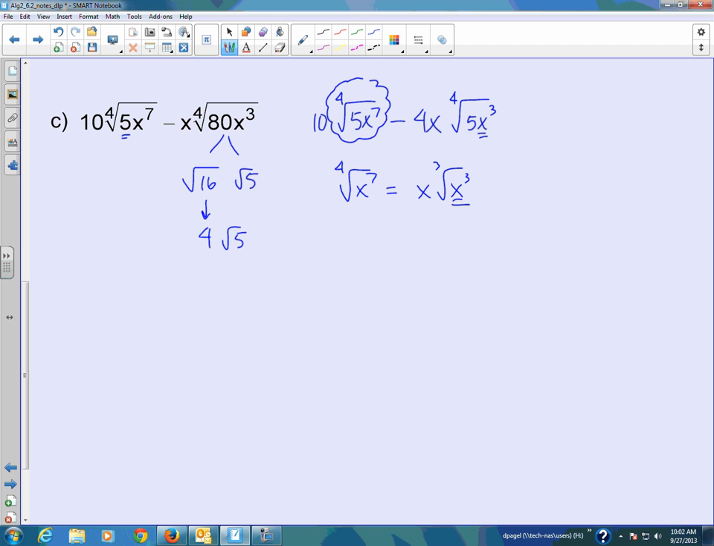So that's what we're going to do here. We're going to take the 10, we're going to pull out an x. We still have a fourth root of a 5x cubed minus a 4x times the fourth root of a 5x cubed, like terms here, leaving me with 6x times the fourth root of 5x cubed.